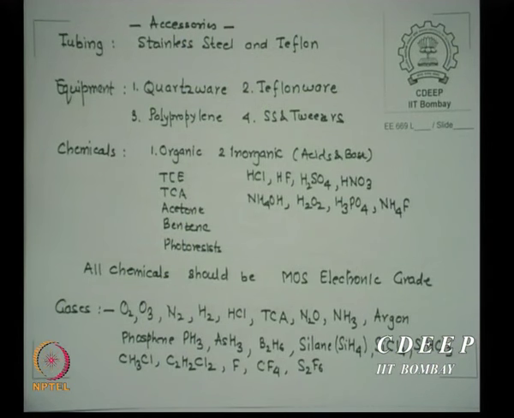2025. Gases. We use all kinds of gases, oxygen, ozone, nitrogen, hydrogen, hydrochloric acid gas, TCA gas, N2O, NH3, argon, phosphine, arsine, diborane, silane, silicon tetrachloride gas, of course you have to boil it, and trichlorosilane, monochlorosilane, dichlorosilane, fluorine, CF4, and sulfur fluoride, S2F6. All these gases are required for something. Some of them are for cleaning, some for etching, some for reactions, and some for putting better oxide growths. So all these gases are required, and most of them are, again as I say, better than electronic grade. There should be very, very ultra high pure gases.